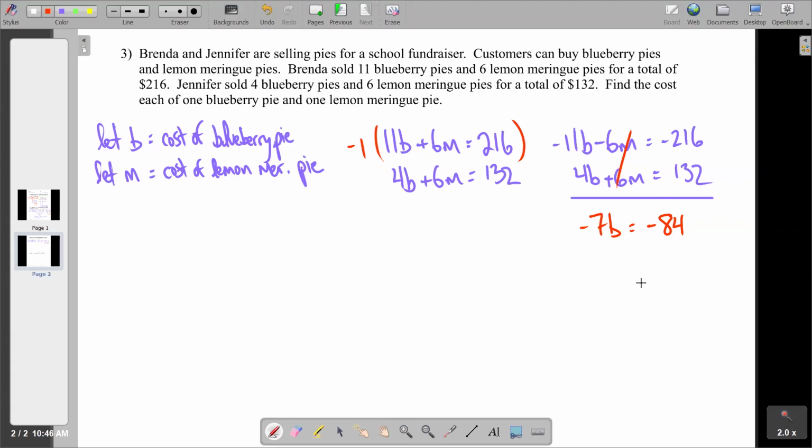And then let's divide both sides by -7. What's b? 12. All right, let's plug it back in and let's go find m. Since I'm the guy with the fake digital pen, I'm going to elect to use the one I just circled in green. I like it the bestest, so that's where I'm going. So I'm going to take that 12 and I'm going to put it right there. What's 4 times 12?